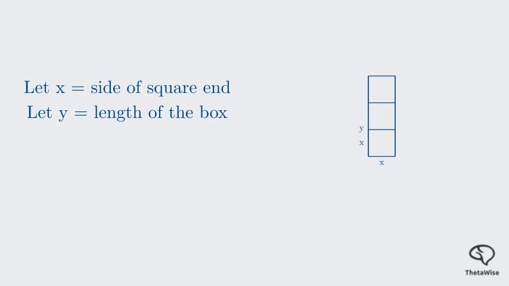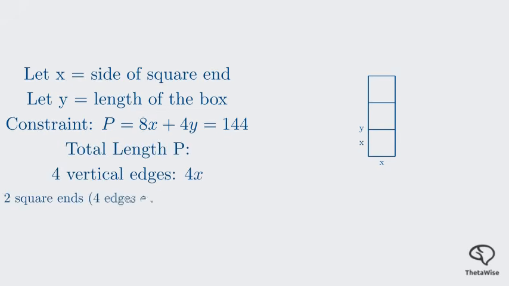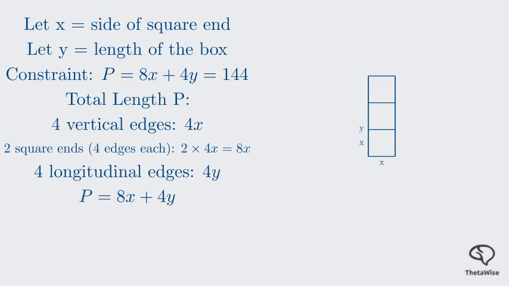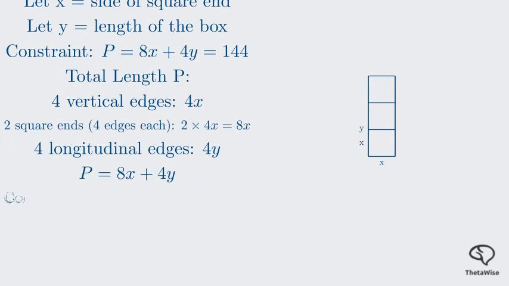Now let's use our constraint. The total length of the steel bars is 144 meters. To find this total length, we need to count all the edges of the box. Let's look at our diagram. The box has 4 vertical edges, each of length x. The top and bottom square ends each have 4 edges of length x. In total, there are 8 edges of length x. There are also 4 horizontal edges along the length of the box, each of length y. So the total perimeter, P, is 8x plus 4y. We are told this is 144. Now we can write our constraint equation. The constraint equation is 8x plus 4y equals 144.